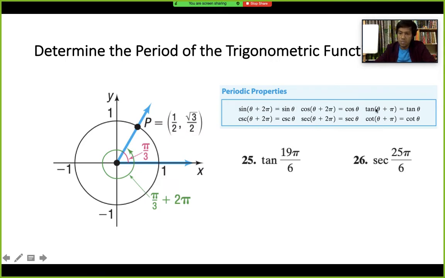Tan and cot, since tan means sine divided by cos, have the period pi. That means for the tan function, after every 180 degrees, the value starts repeating.